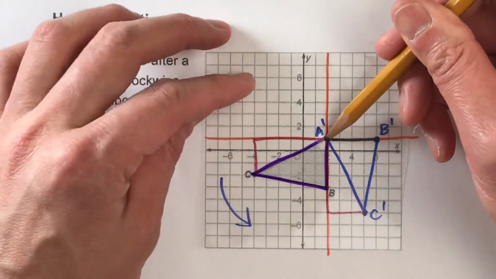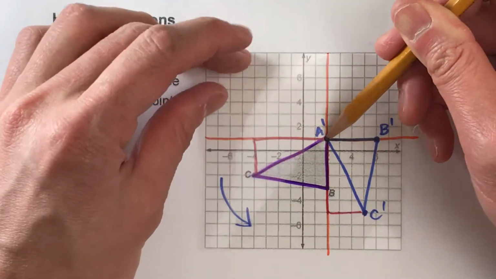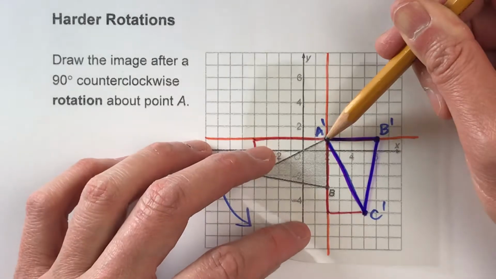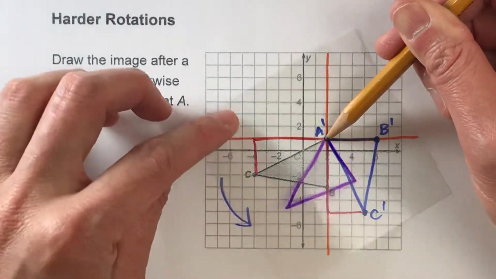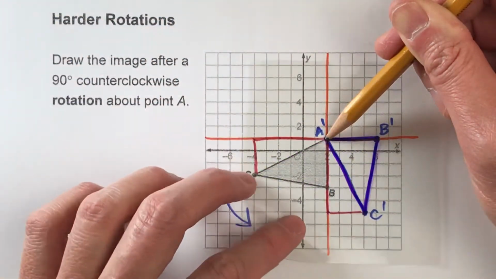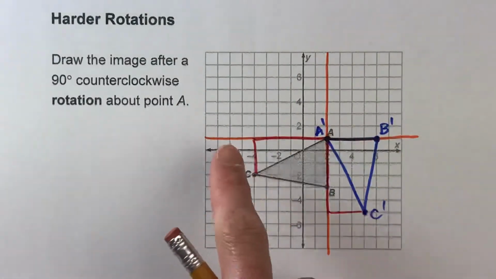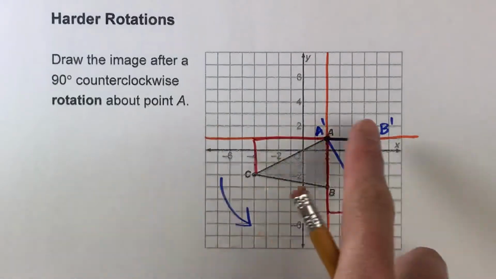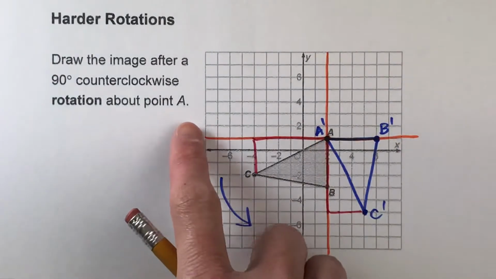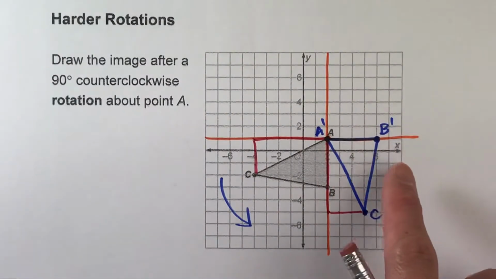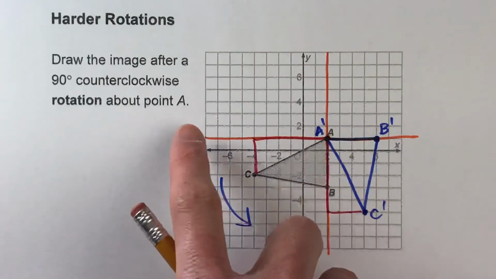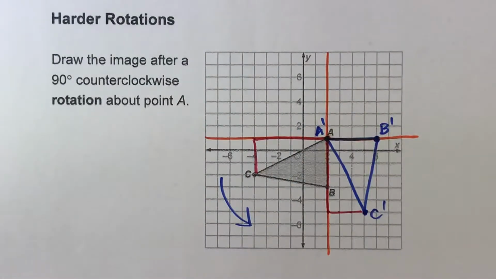Here is my transparency, rotating it around point A, and notice, it lands perfectly on our new rotated triangle. Okay? So the trick here is we know how to rotate around the origin when we have the axes. So if we're rotating around a different point, just either imagine that that point is the origin or actually draw it in and make it the origin.